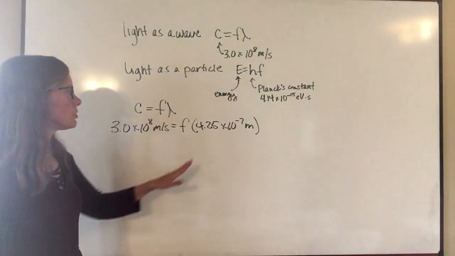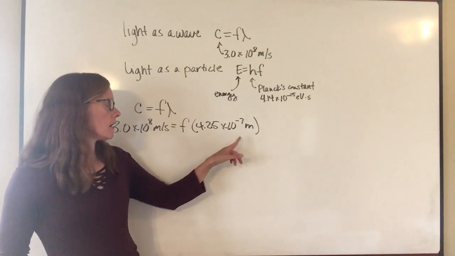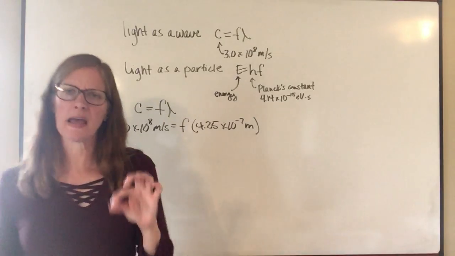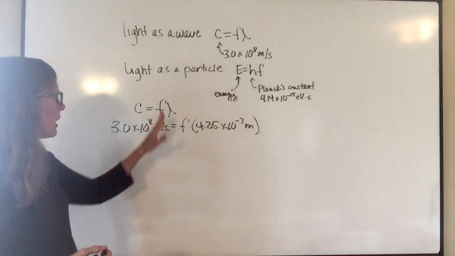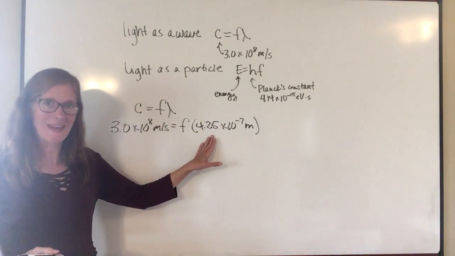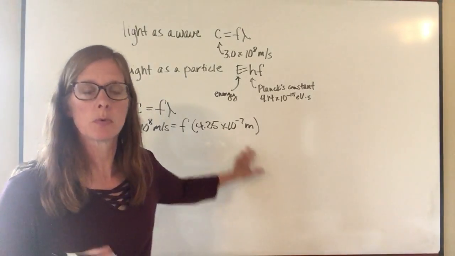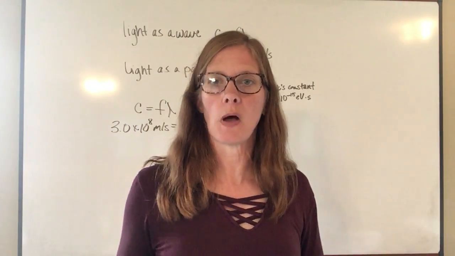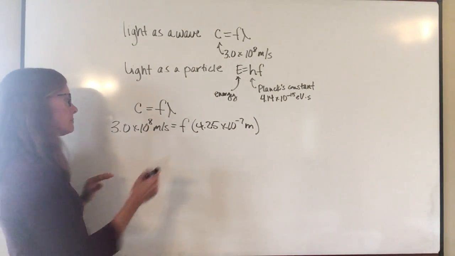Now, sometimes you're going to see wavelength of light expressed in nanometers, and 1 nanometer is 1 times 10 to the minus 9th meters. So this would actually be 425 nanometers. This time they gave it to you in meters. Sometimes they will give it to you in nanometers, and you will have to convert it. In this case, we don't have to convert because it's already in meters.